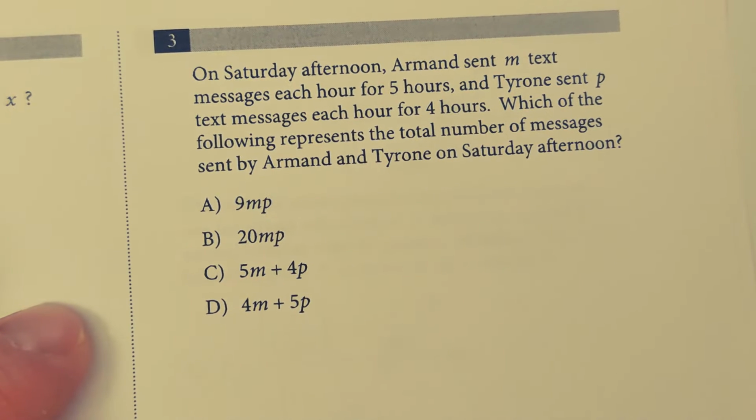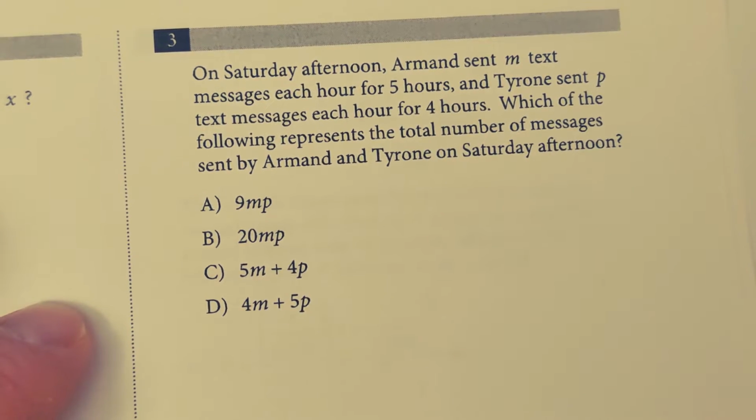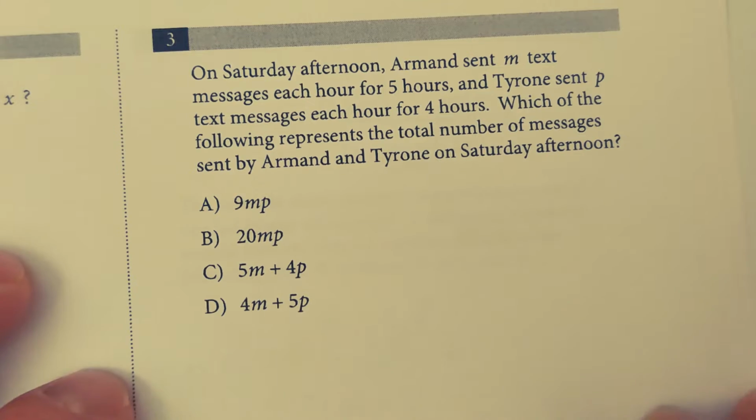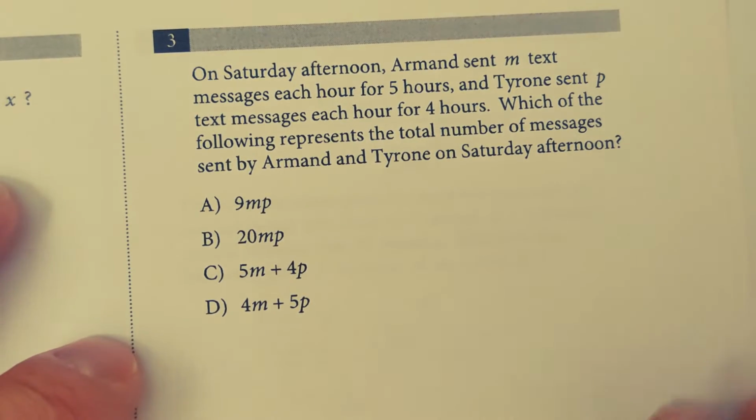On Saturday afternoon, Aman sent M text messages each hour for 5 hours, and Tyron sent P text messages each hour for 4 hours. Which of the following represents the total number of messages sent by Aman and Tyron on Saturday afternoon? Forgive me if I did not pronounce the names correctly.